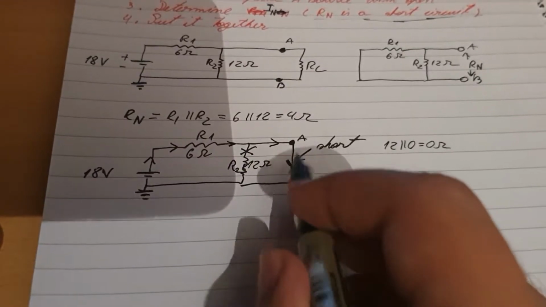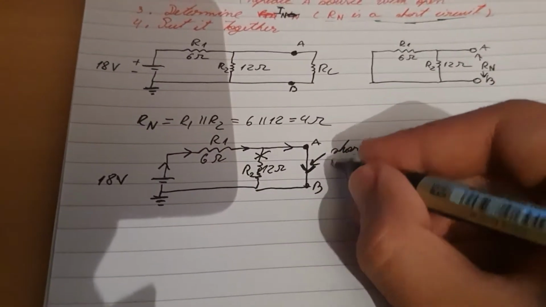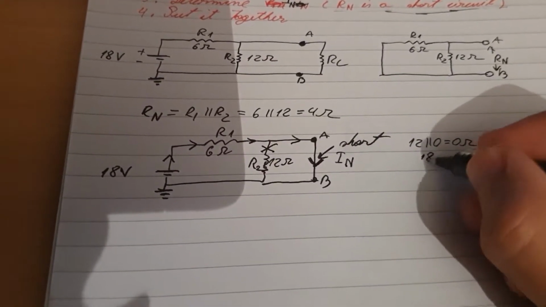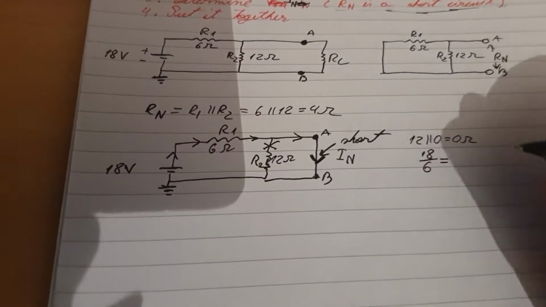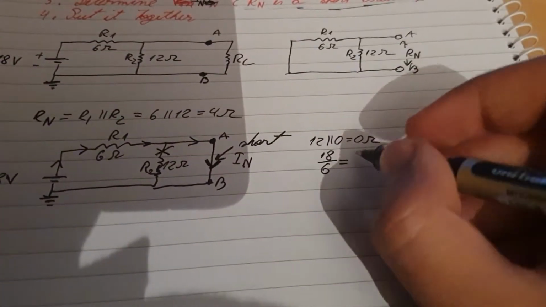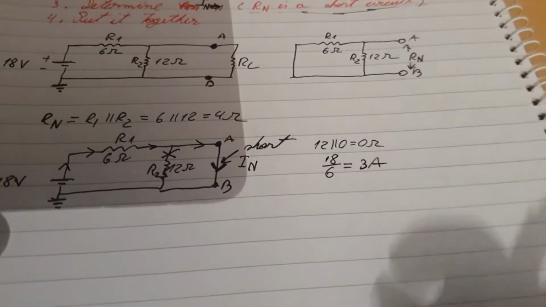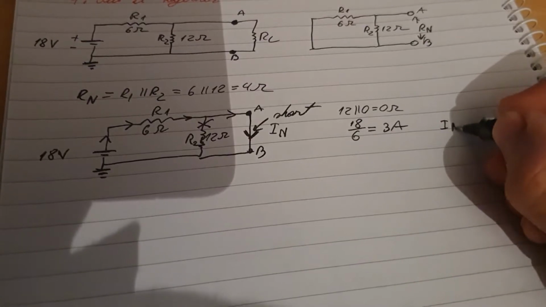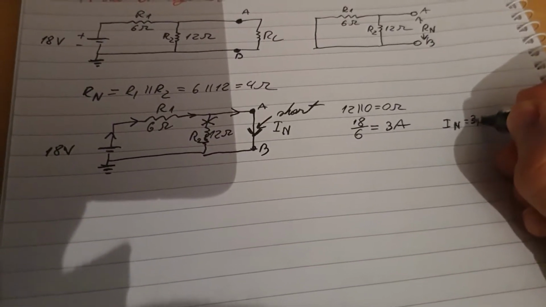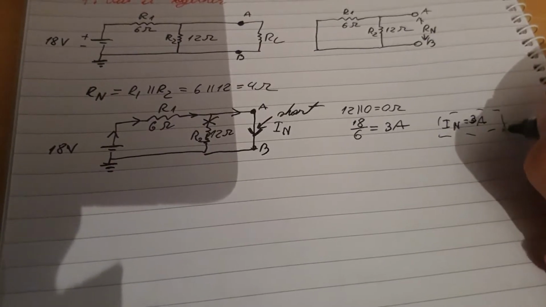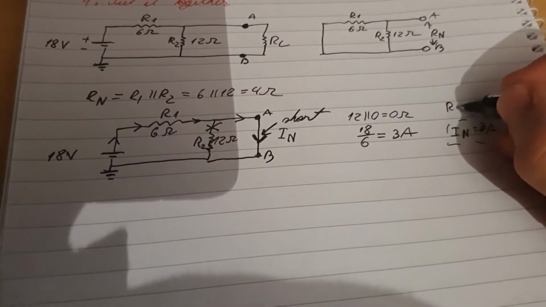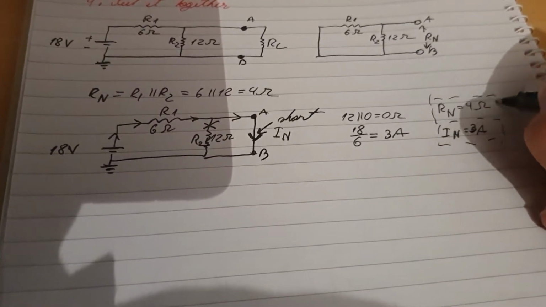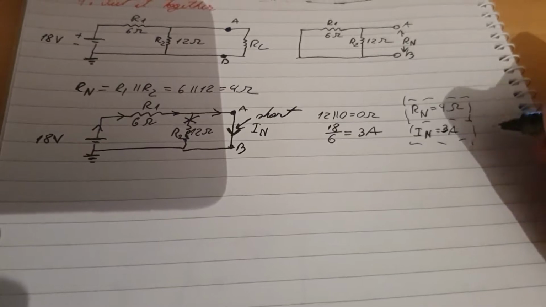That means that the current going through this short, through In, is simply 18 over 6, and that is equal to 3, isn't it? Yeah, 3 amps. So that's the answer. So In is equal to 3 amps. There you go. Let's box it out. And Rn is equal to 4 ohms from the previous one. So let's box this one out. So these are the two key values that we need.